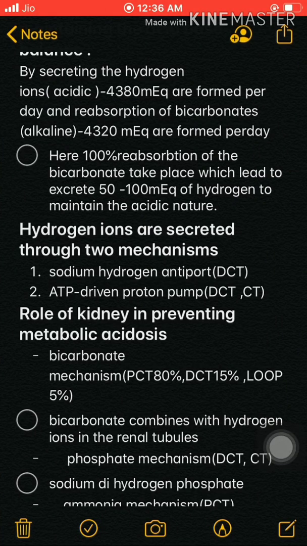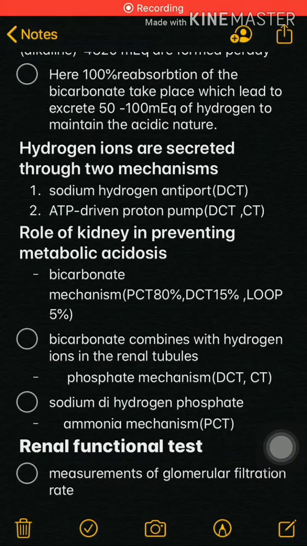urine. Right? Hydrogen ions are secreted through 2 mechanisms. First one is the sodium hydrogen antiport and the other is the ATP driven proton pump. ATP driven proton pump is nothing but, with the help of ATP, hydrogen ions are excreted out through the tubules. And in the sodium hydrogen pump, in exchange for the sodium, hydrogen will be excreted and the sodium is reabsorbed.